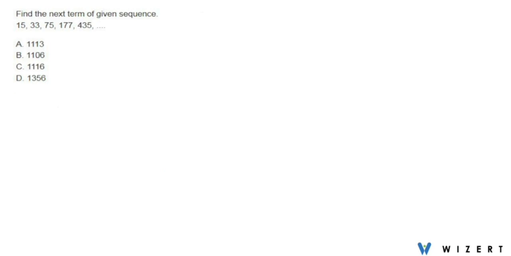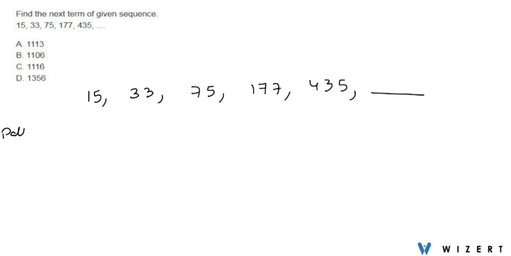Find the next term of the given sequence. The sequence is 15, 33, 75, 177, 435, and we have to find the next term. So we can say that the pattern is 15 multiplied by 2 plus 3.